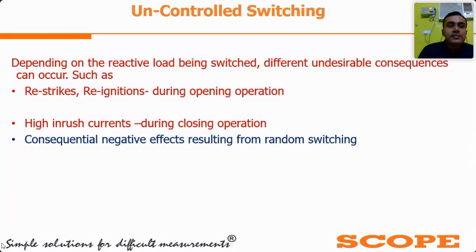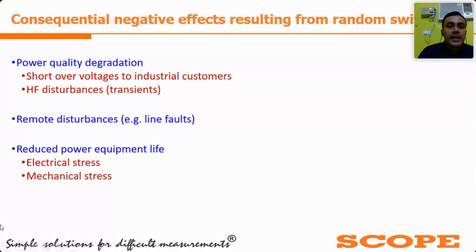What are the consequential negative effects resulting from random switching? Here, whenever we give the command through TNC or BCU to the breaker, the operation that occurs is called random, because there is no synchronization with the bus voltage. That's why we have mentioned random switching here.